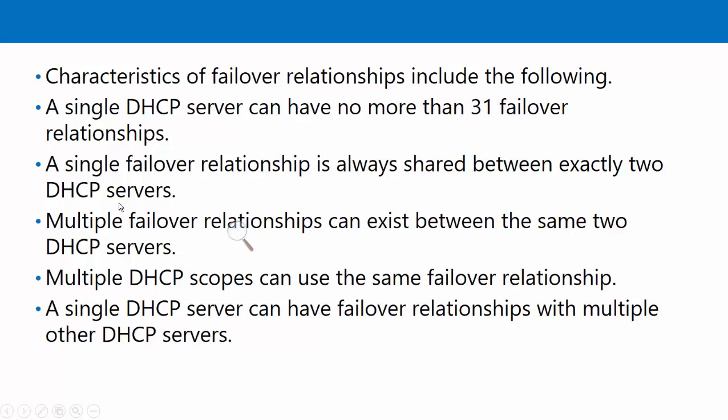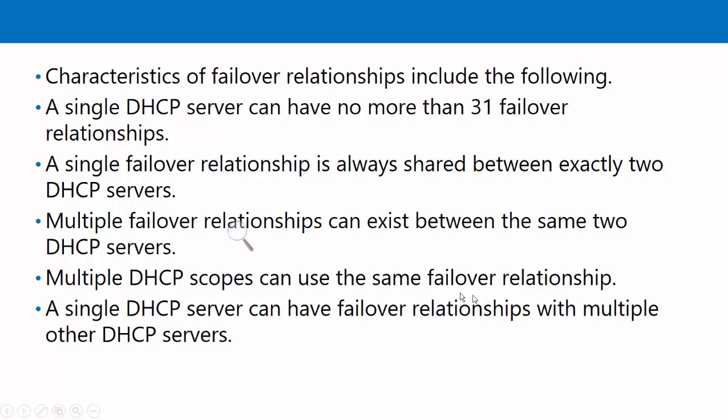So failover partnerships, we're going to be configuring that now, and we're going to know that. But it has to be exactly the same configuration between the 2 DHCP servers. Multiple failover relationships can exist between the same 2 DHCP servers, right? They have to be with the same configuration, right? Multiple DHCP scopes can use the same failover relationship. So we're going to see what a failover relationship is.